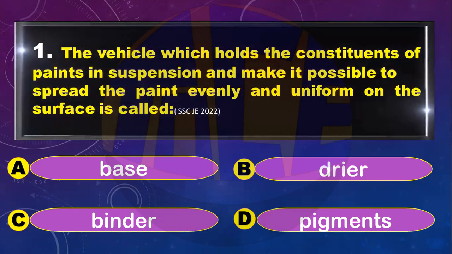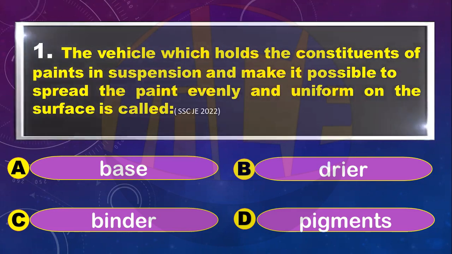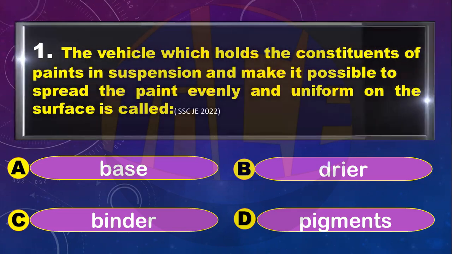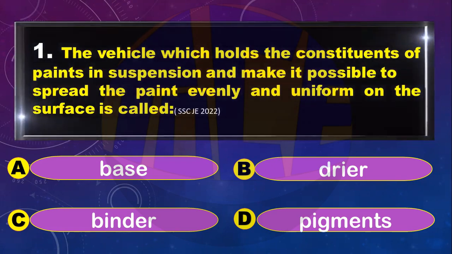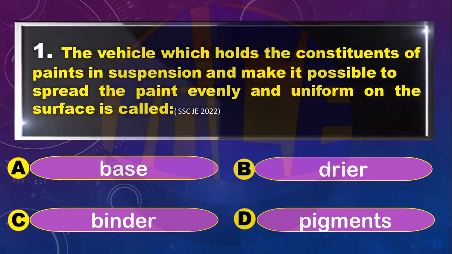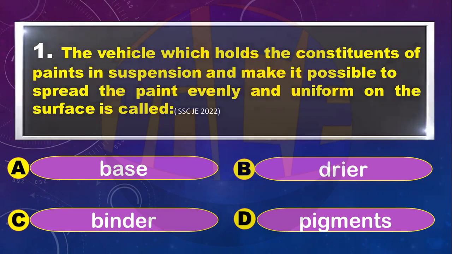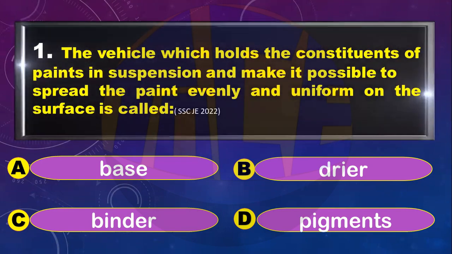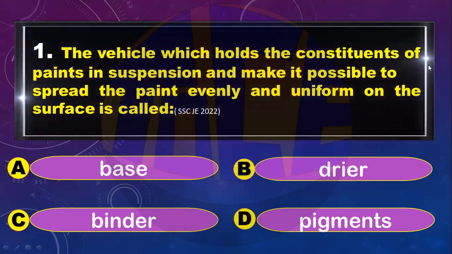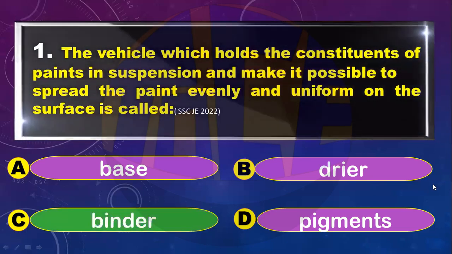Question number 1, the vehicle which holds the constituents of paints in suspension and makes it possible to spread the paint evenly and uniformly on the surface is called: option A, base; option B, dryer; option C, binder; option D, pigments. Correct option is option C, binder.